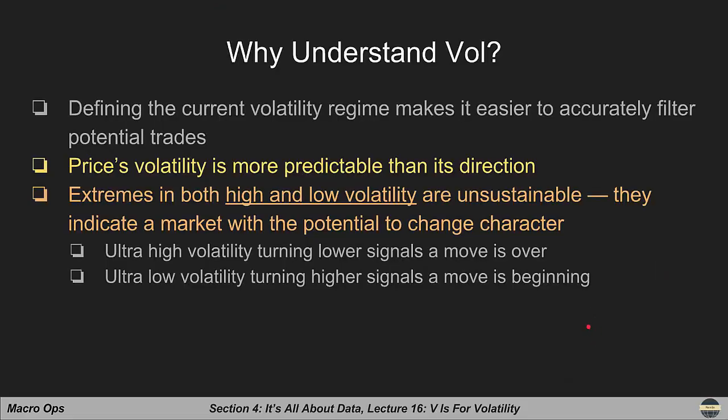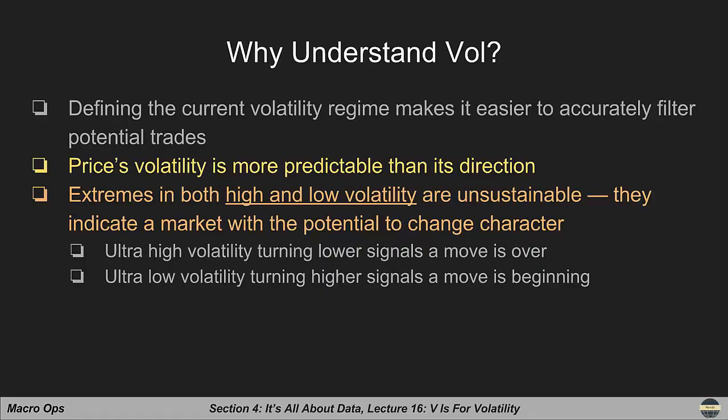So why do we want to understand vol? Why do we want to pay attention to it? As a macro trader or even a fundamental trader, a lot of guys just completely throw this out and say, hey, I don't even really need to care. This is just for the quants. But in reality, price's volatility is actually more predictable than its direction in many ways. Extremes in both high and low volatility are unsustainable in markets. Volatility has a mean reverting nature to it.